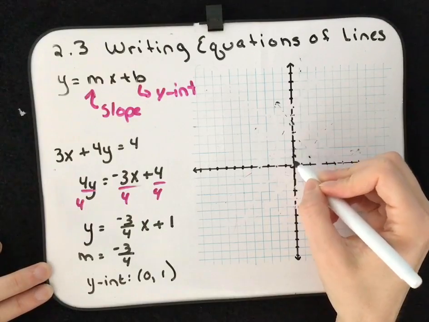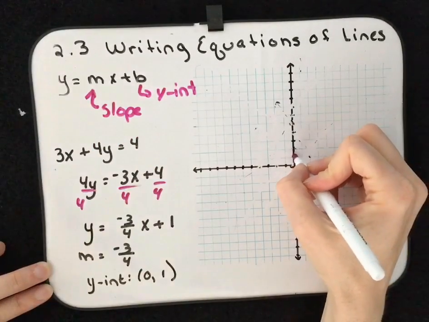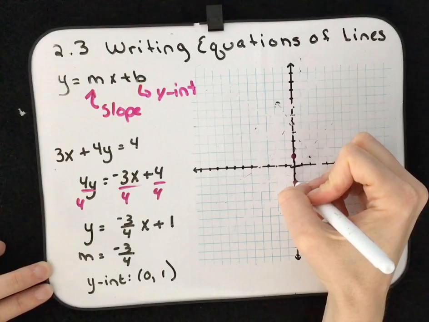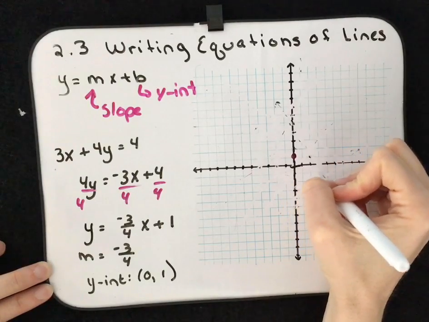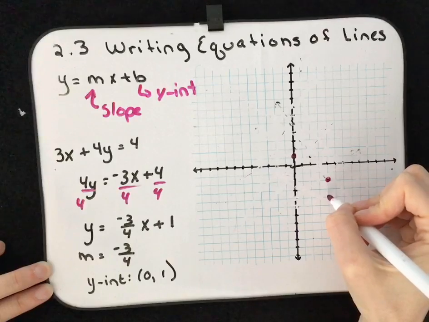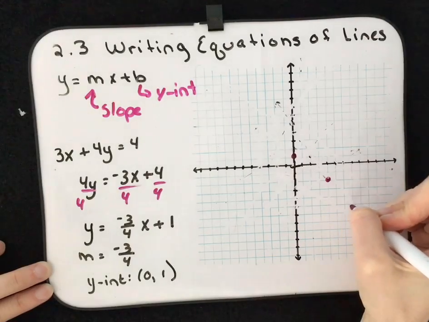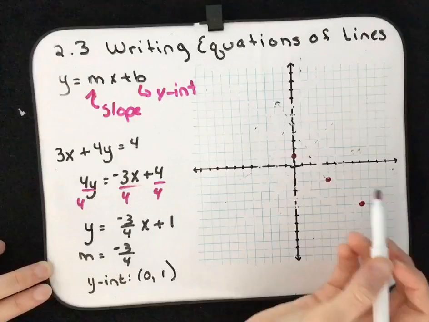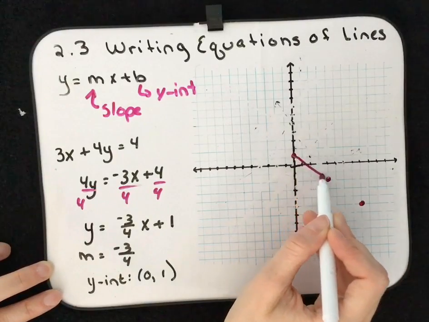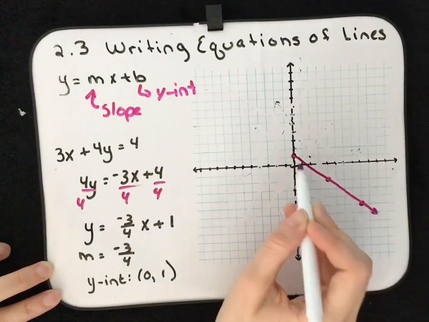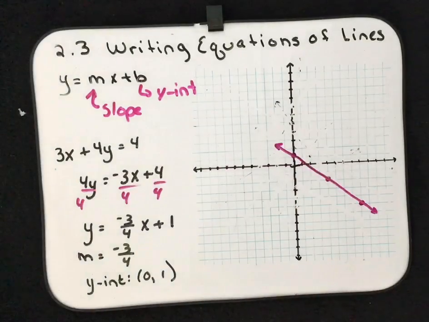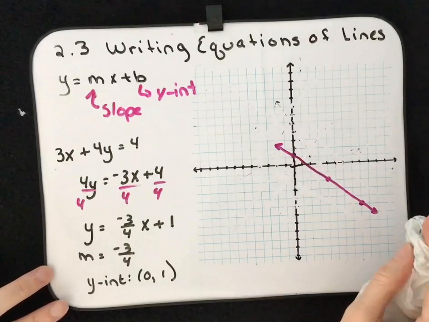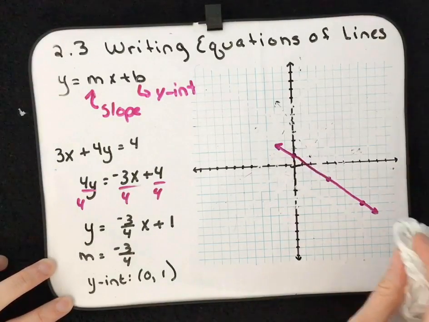So from 0, 1, we go down 1, 2, 3, and over 1, 2, 3, 4. We can connect our dots. And now we have the graph of our line. Let's look at something a little bit different.